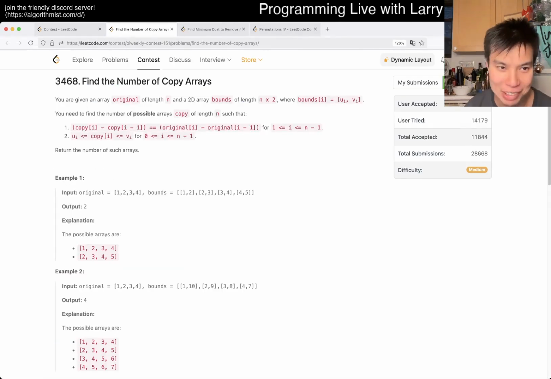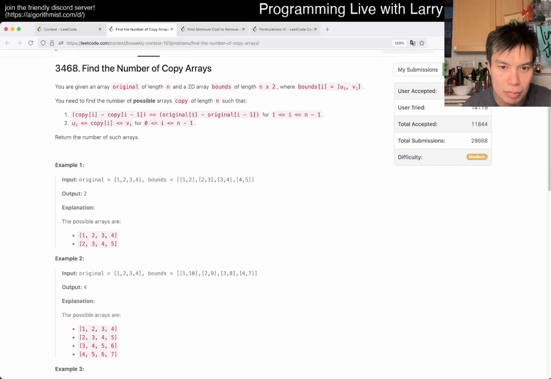I mean, I could have misread it. That was too fast, honestly. Copy 5 minus copy 1 minus 1. Say what? Number of possible arrays copies such that, okay, so you have the original array, you have copies, and the deltas are the same, but the bounds are, okay. Everything's just determined by the first number, right?